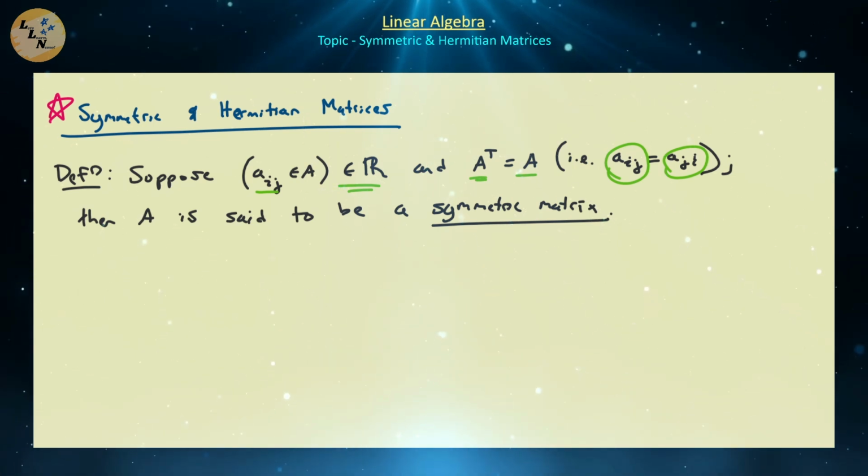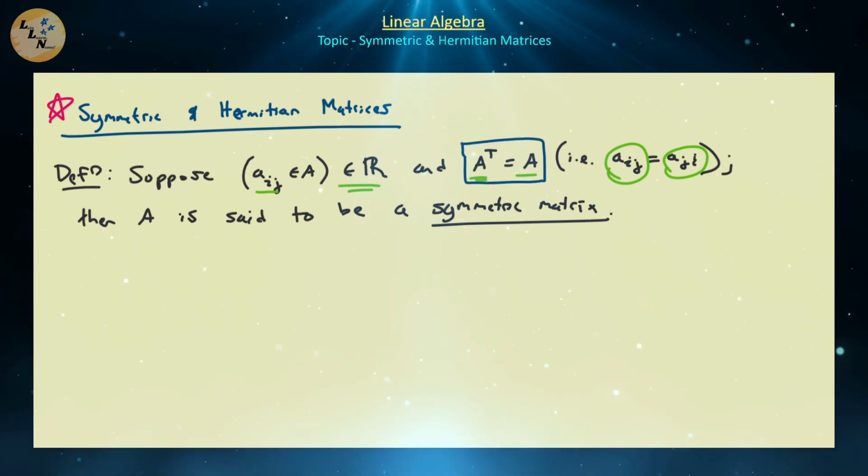For example, i is equal to 1 to n, and j is equal to 1 to m for an n by n matrix. So A is said to be a symmetric matrix if it satisfies these properties. In particular, if A transpose is equal to A, then A is a symmetric matrix.